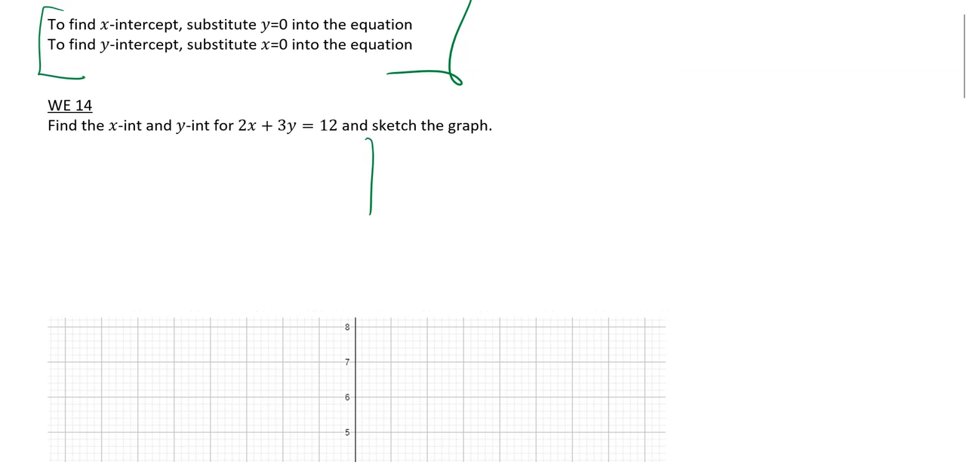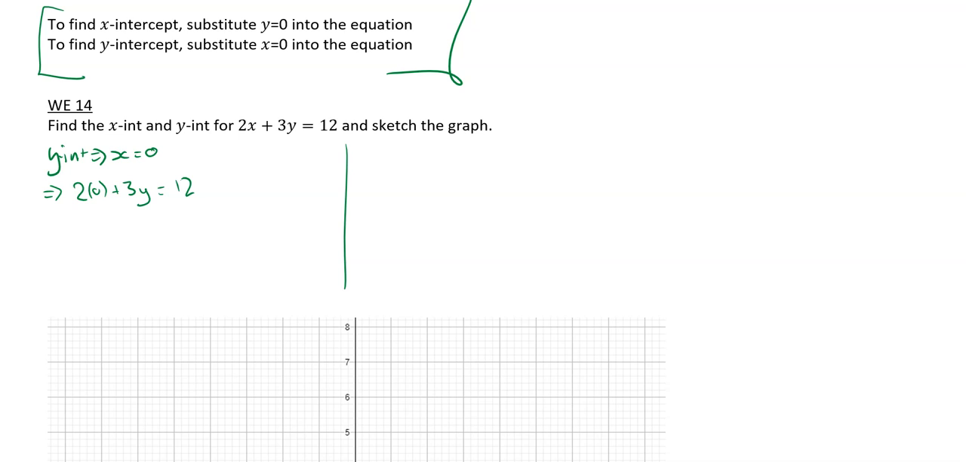Okay. So firstly, let's start off finding, which one should we find first? Well, the y-intercept is always the easiest because it's always y equals blah. And actually in this situation, because the equation is written in this way, it doesn't matter. Either way, it's going to be just as easy. Let's find the y-intercept first. So the y-intercept implies x equals 0. And that implies that 2 times 0 plus 3y equals 12.